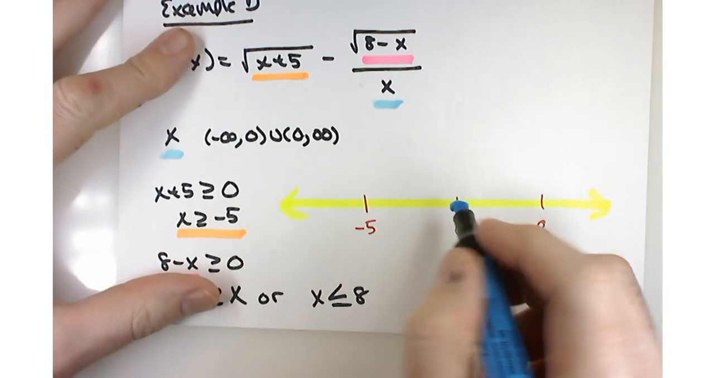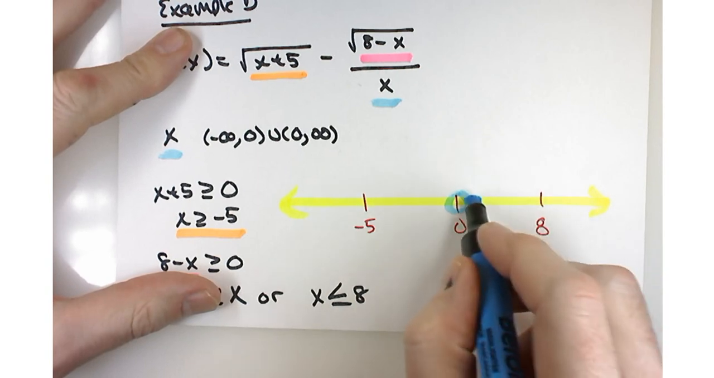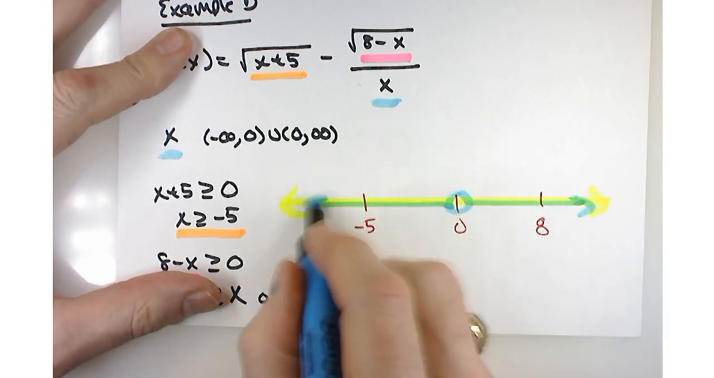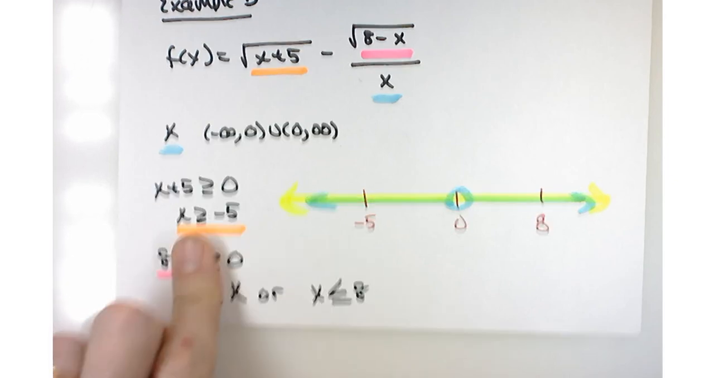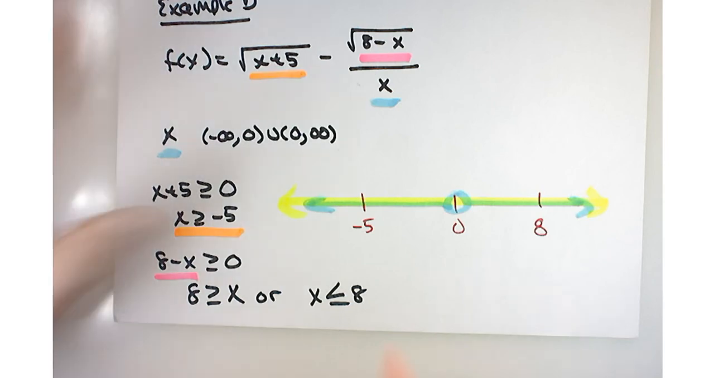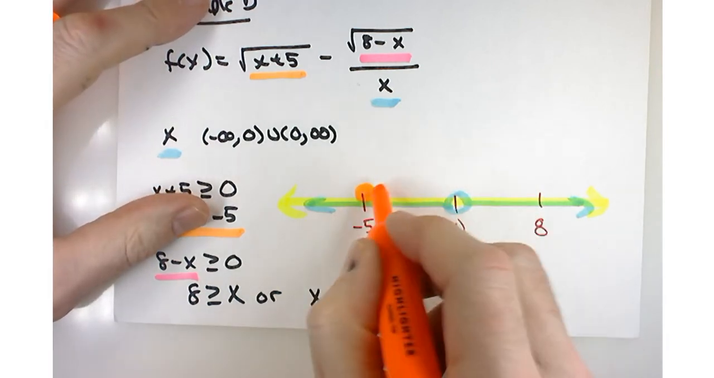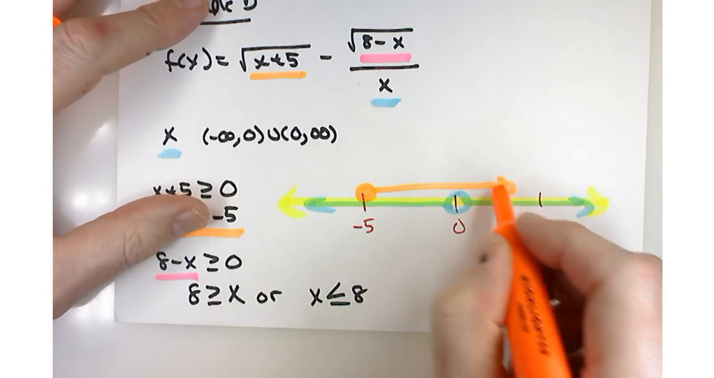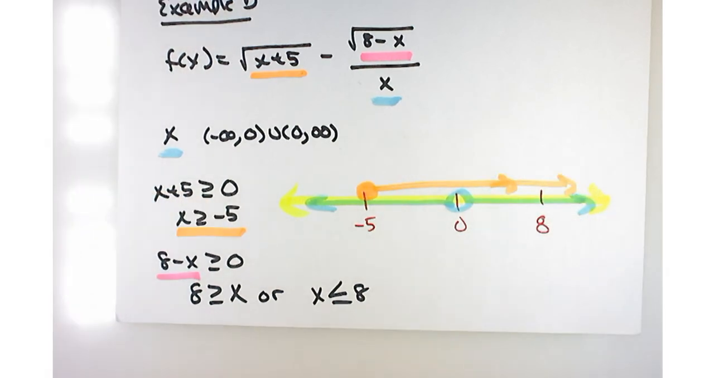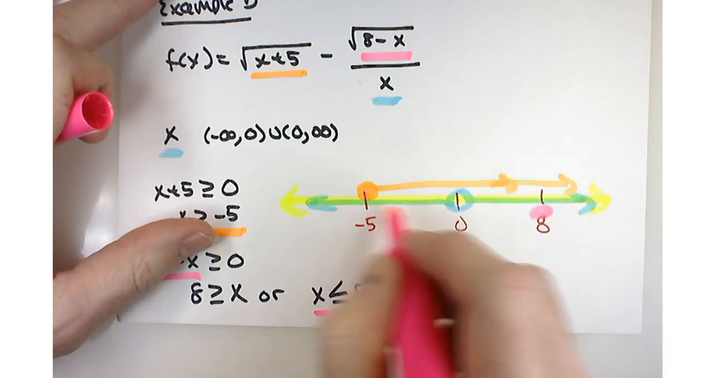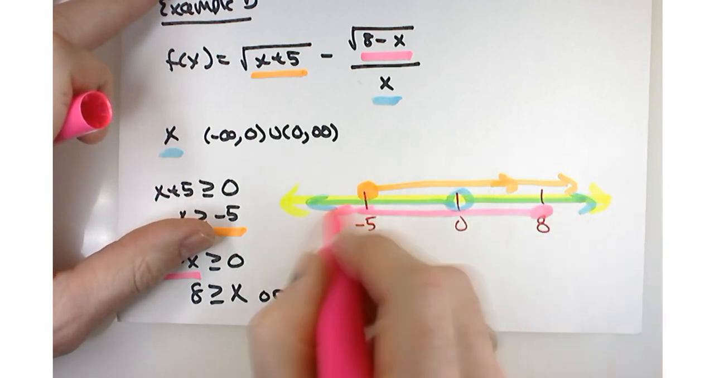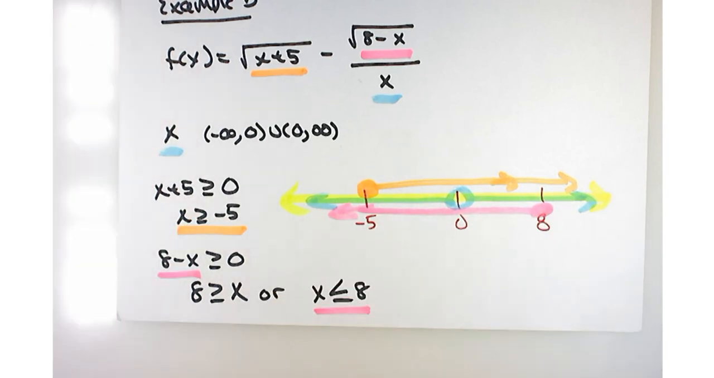So this one basically says x is anything other than 0. So I'll just do it that way. What should I draw for x is greater than or equal to -5? Solid dot, arrow to the right. And let me just keep going. And for x is less than or equal to 8, going the other way, solid dot, arrow to the left. And now you're looking for where all 3 of these things intersect.